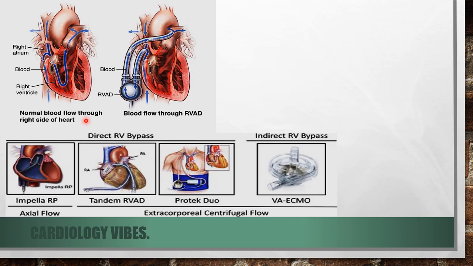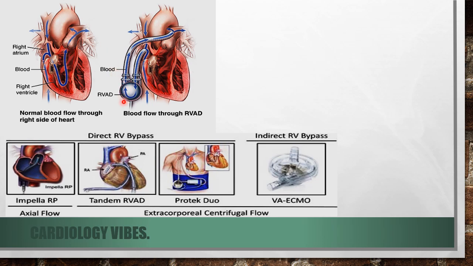Here, normal blood flow through the right side of the heart and blood flow through the right ventricular assist devices are shown. Normally, we know that blood comes into the right atrium of the heart through the inferior vena cava and the superior vena cava. From the atrium, the blood flows through the tricuspid valve into the right ventricle, which pumps the blood through the pulmonary valve into the pulmonary arteries.